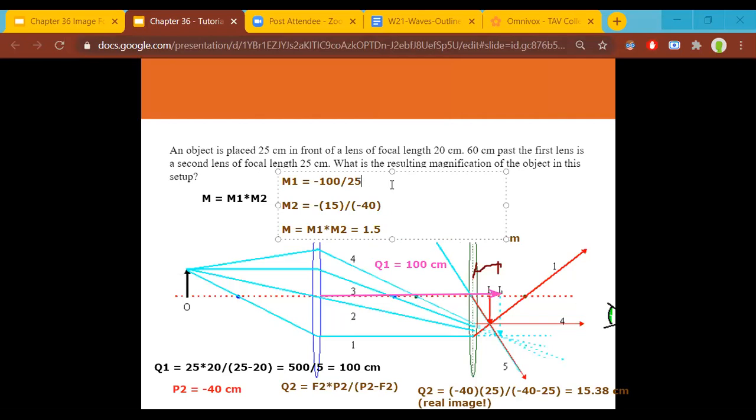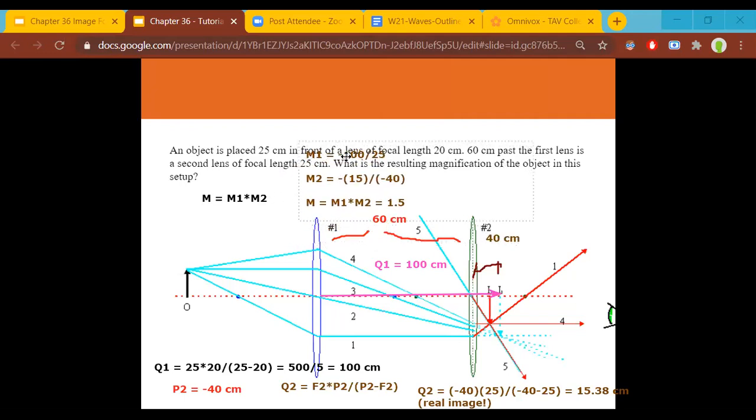And the second magnification would be, the image distance is 15 centimeters from the second lens, and the object distance is 40 centimeters on the right side of the lens. So the second magnification is negative 15 over negative 40. If you multiply those two magnifications together, the total magnification becomes 1.15.